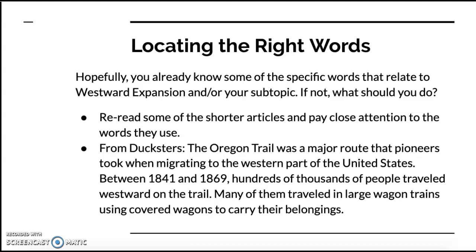The Oregon Trail was a major route that pioneers took when migrating to the western part of the United States. Between 1841 and 1869, hundreds of thousands of people traveled westward on the trail. Many of them traveled in large wagon trains, using covered wagons to carry their belongings.